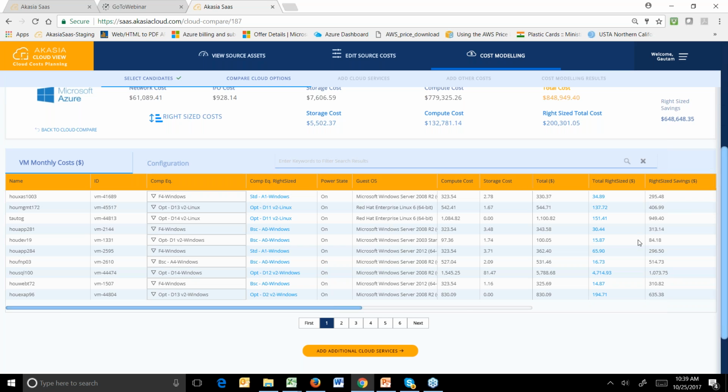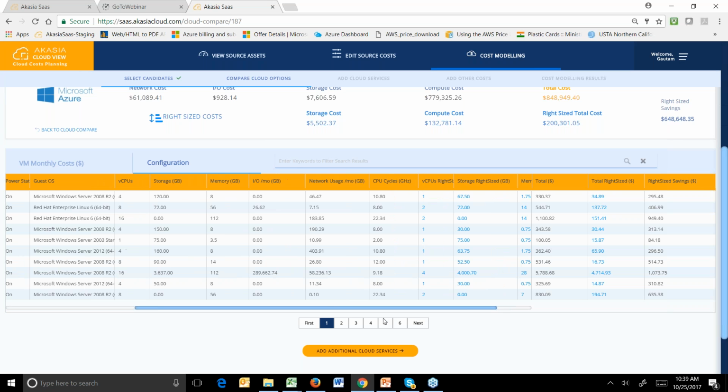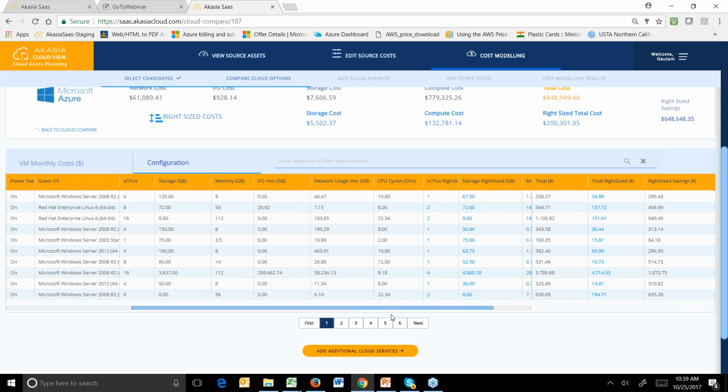Could you show them how you do the right sizing? So can you click on the configuration and show them what's been utilized versus allocated? Okay. So let's see. As you can see, this is a system with 4 vCPUs, 120 GB of RAM, 8 GB of storage, and this is the network with hardly any I/O activity going on here.